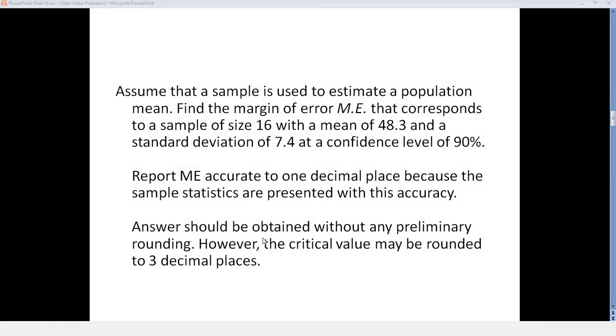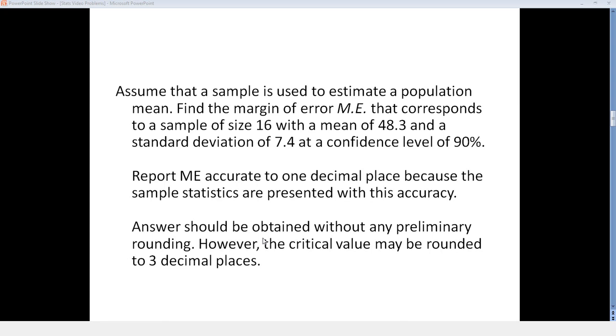Assume that a sample is used to estimate a population mean. Find the margin of error, ME, that corresponds to a sample size of 16 with a mean of 48.3 and a standard deviation of 7.4 at a confidence level of 90%.